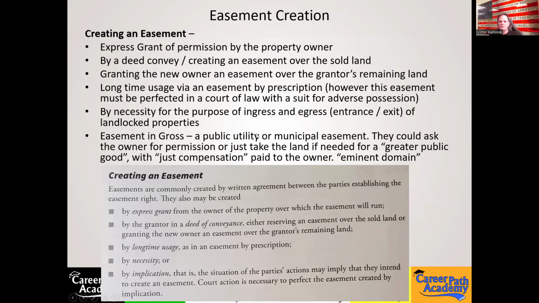By long-time usage. Well, what kind of easement is created by using the property? That would be the easement by prescription. But it needs to be perfected in a court of law. By necessity. That's for the purpose of ingress and egress of landlocked properties. Or an easement in gross, that's a public utility or municipal easement. They could ask the owner for permission or just take the land if it's needed for a greater public good.